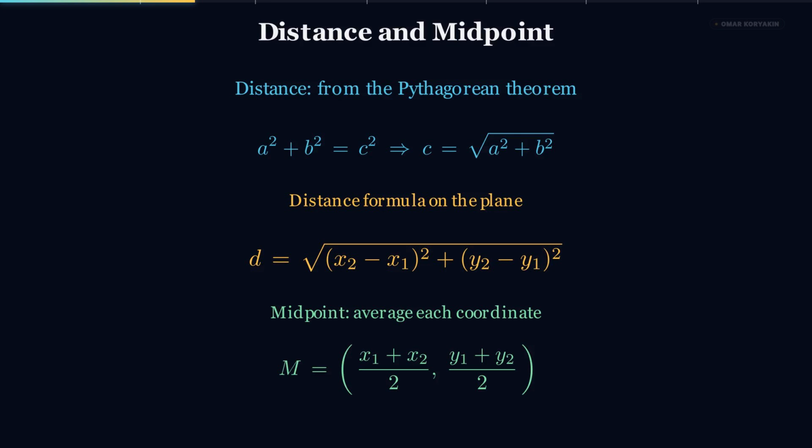Here is the midpoint formula. The midpoint of the segment connecting x1, y1 and x2, y2 is the point whose coordinates are the averages of the corresponding endpoint coordinates. M equals the ordered pair x1 plus x2 over 2, y1 plus y2 over 2. Two simple averages, one per coordinate. The midpoint sits exactly halfway between the two endpoints in both the horizontal and vertical directions independently.